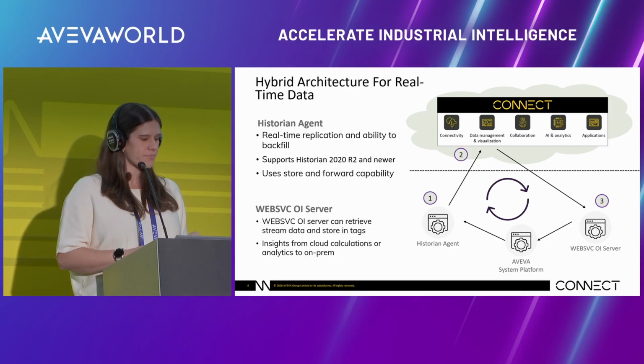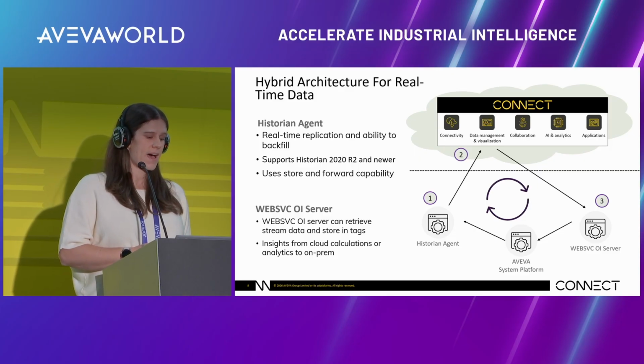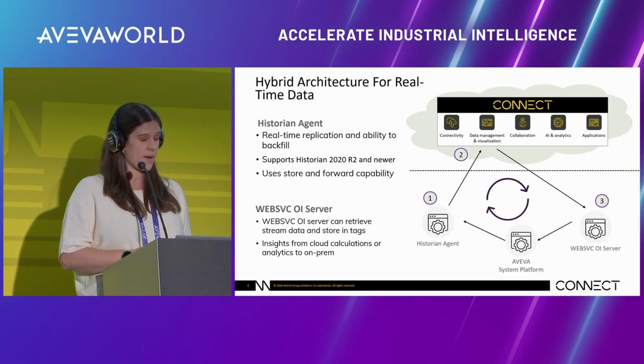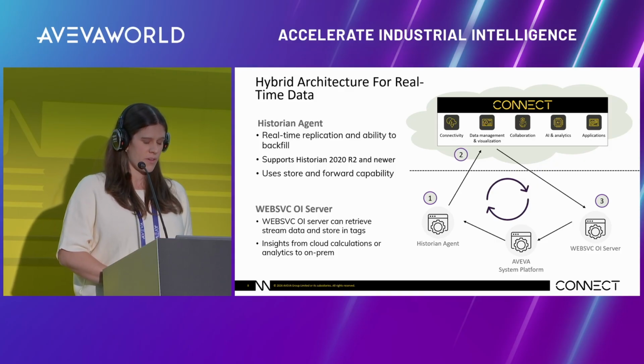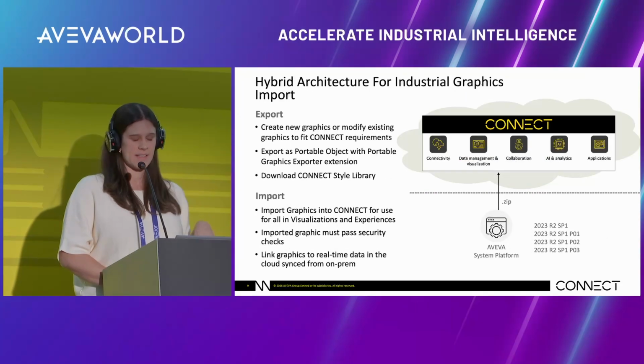So you can kind of do a complete loop there and have your data go up into the cloud and come down. The Historian agent does both real-time data and is able to backfill. And it supports Historian 2020 R2 and newer. Yeah, so you really have that ability to easily bring data up and down.